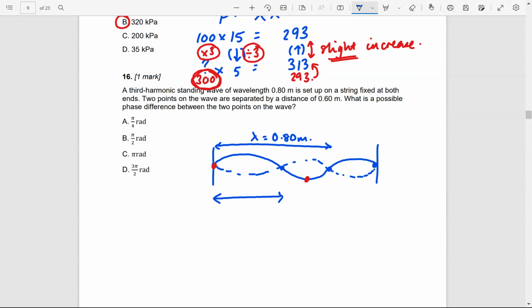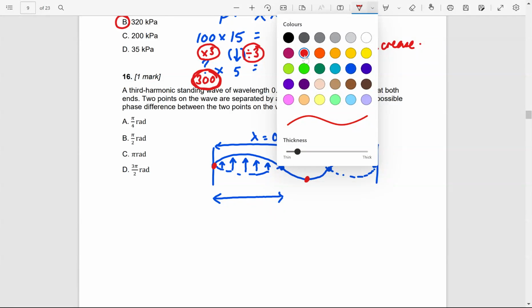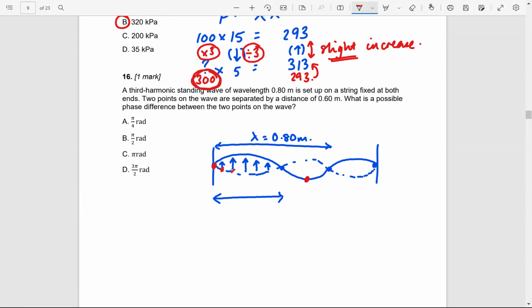Okay, so for example, as the wave moves upwards along here, every point on the wave at this point, here, here, here, here, and here, they will all reach their own maximum amplitude displacement at the same point in time, at the same time, which means they are in phase.